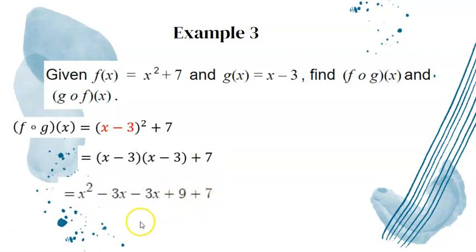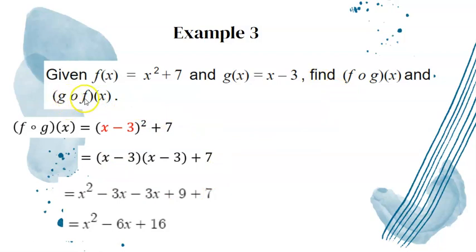My last step would be to combine like terms, so I can combine the negative 3x's and get a negative 6x, and combine the 9 and 7 and get a 16. Okay, and that would be that first problem. It's as far as I can go.